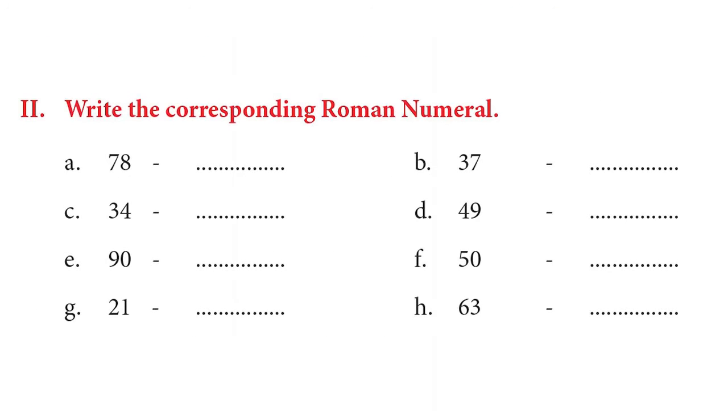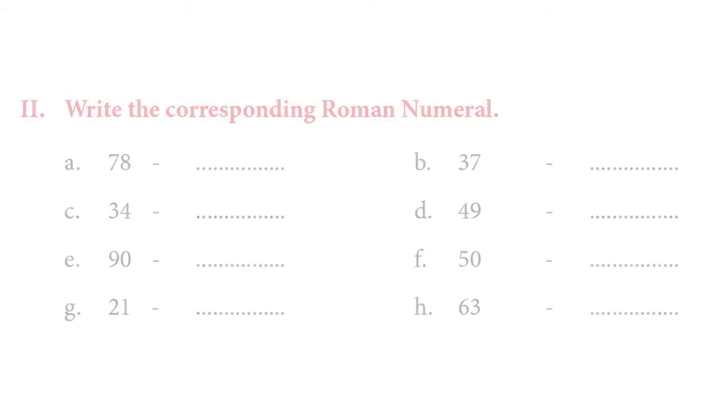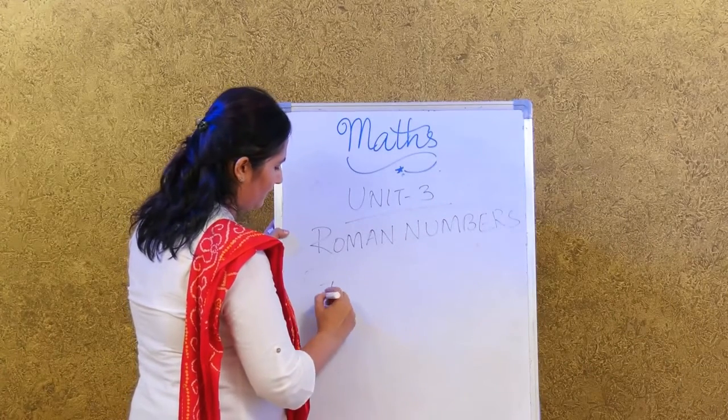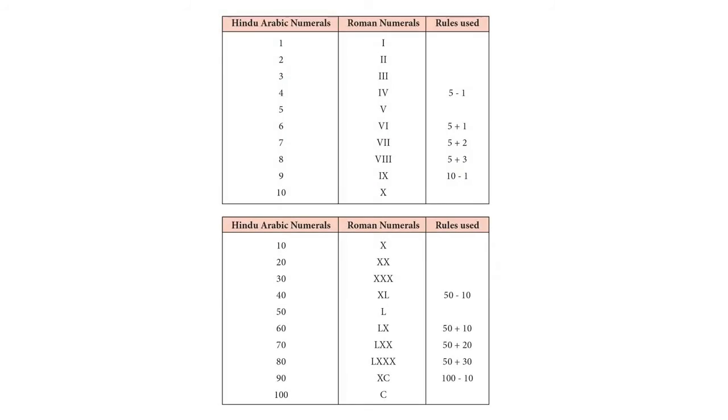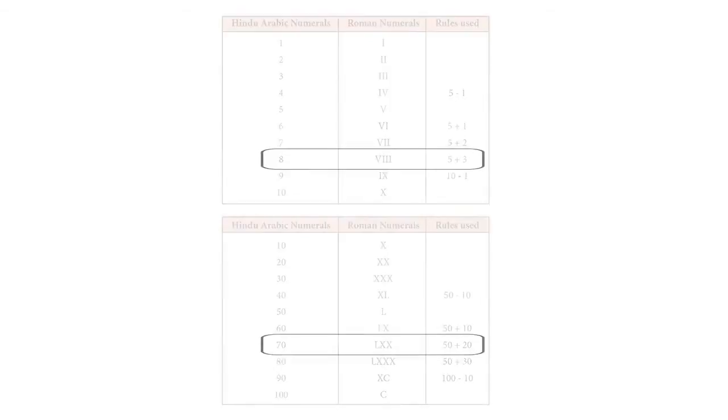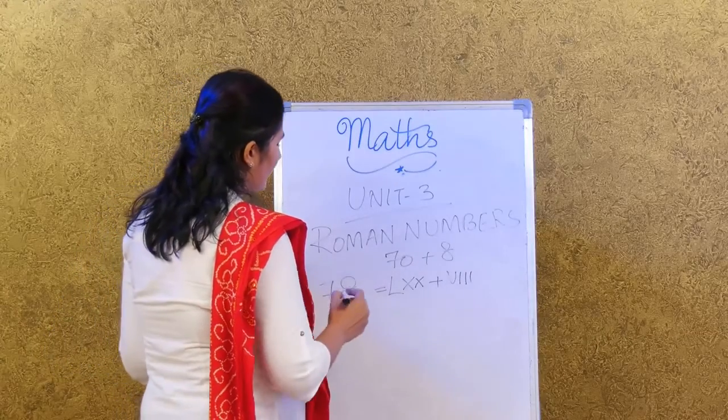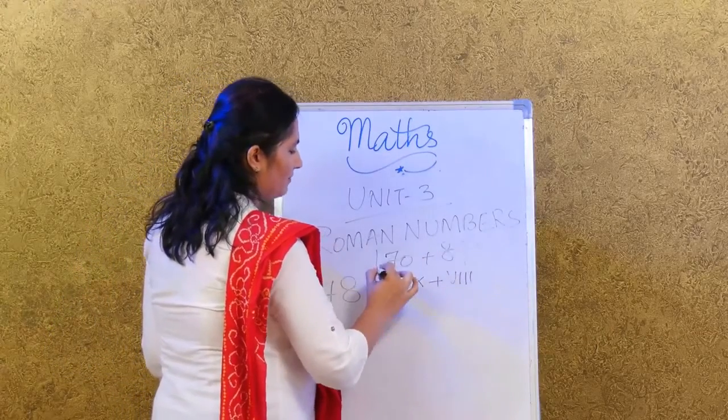The second activity or exercise we are going to do is write the corresponding Roman numerals. So, the numbers are given. Let us try doing these ones. 78. So, the Hindu Arabic numeral given for us is 78. So, let us go back to the table which is appearing on your screen right now, and you can see for 70 we use this, and then this is 70 plus 8, for 8 is okay. So, when we do the expanded forms, it makes it very easy.